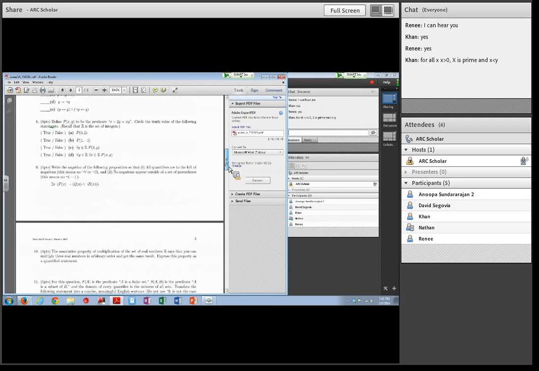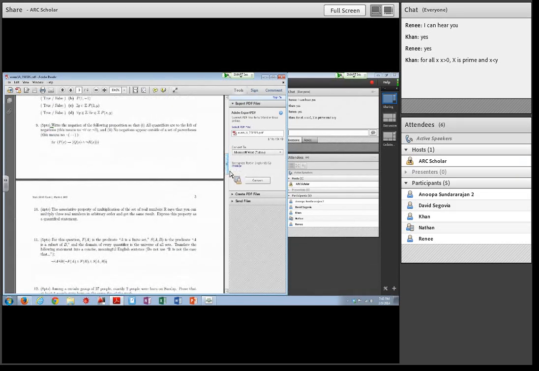But I don't think in this exam you actually have to prove something. I think that's going to be the next one. So now, the next one. Okay, there are 3 more. Write the negation of the following proposition so that all the quantifiers are to the left of the negation, not for all, not exists, and there's no negation in front of the parentheses.